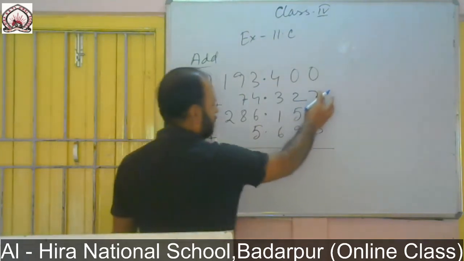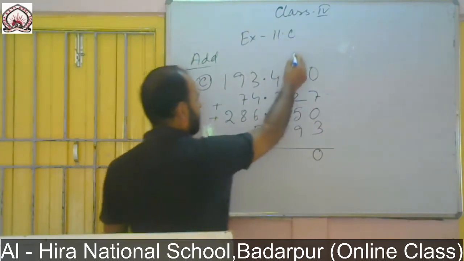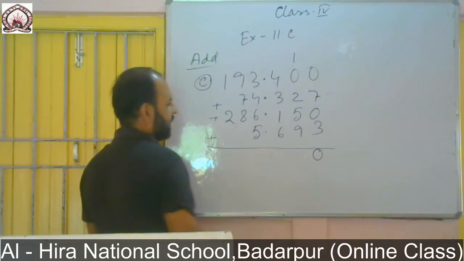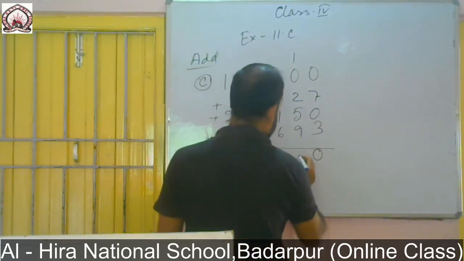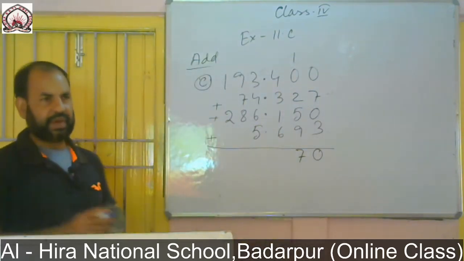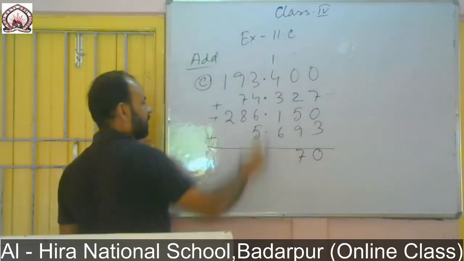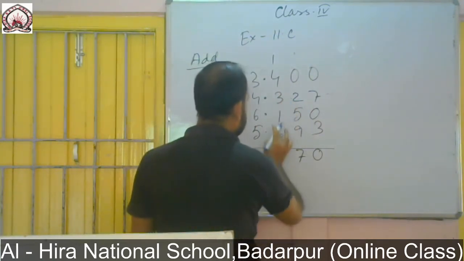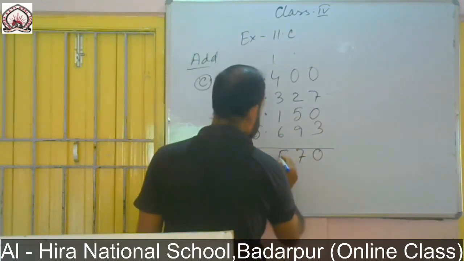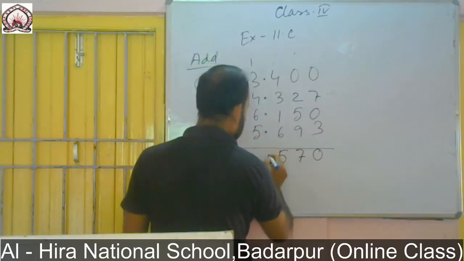So 7 plus 3 is equal to 10. 10 is 0, 1 in my hand, 1 plus 2, 3, 3 plus 5, 8, 8 plus 9, 17. 7, again 1 in my hand. Here 4 plus 1, 5, 5 plus 3, 8, 9, and 9 plus 6 is equal to 15, 5, again 1 in my hand, and point is going there.